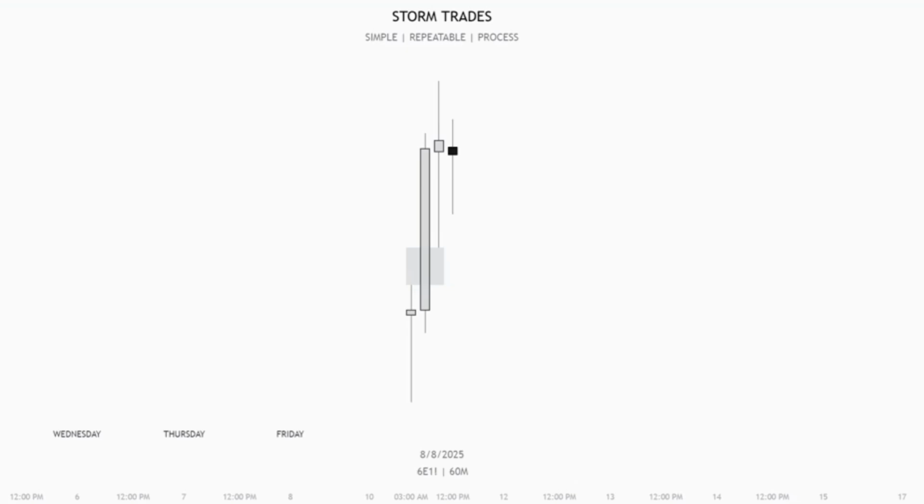Today we're going to run through my 6E, that's Euro USD futures, a short trade that I took for a 2-hour win on Friday, August 8th during the AM New York trading session. We had time frame alignment and a clear bearish daily bias. Let's get right into it.